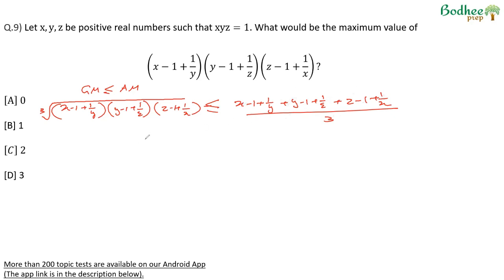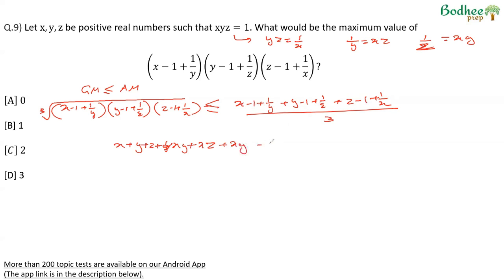Solving the right hand side, we get the value x plus y plus z plus 1 by x. Now 1 by x from here can be written as yz. 1 by y can be written as xz divided by y. And 1 by z, if you bring z down, 1 by z will be equal to xy. So this 1 by y, 1 by z, 1 by x can be replaced with yz, xz and xy.